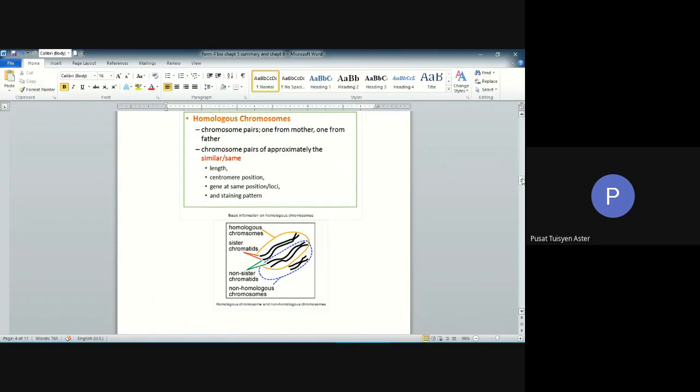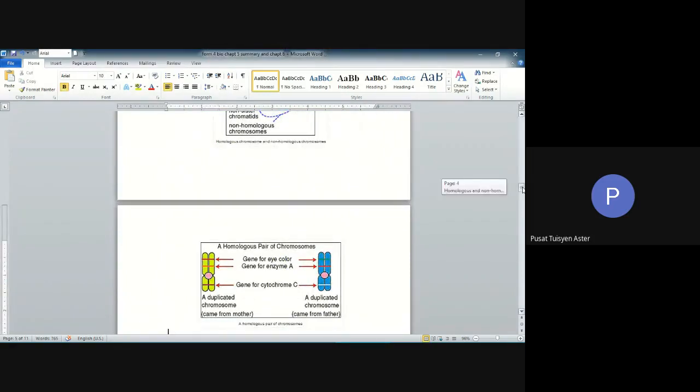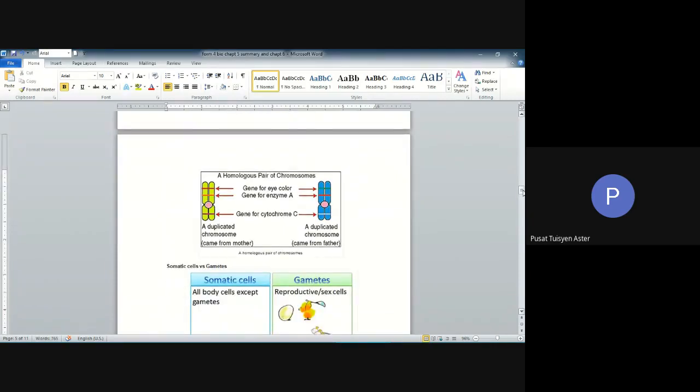So this is the homologous chromosome, as you can see in the picture. Sister chromatids, the two ends. Non-sister chromatids, how about them, and non-homologous chromosomes. The blue diagram is what we call non-homologous. Yellow is what we call homologous. Can you see how long they are? And how sister chromatids look, and non-sister chromatids. We're using the diagrams to understand the terms. So, a homologous pair of chromosomes: gene for eye color, gene for enzyme A, gene for cytochrome. What is a gene? Do you still remember? Guys, what is a gene?